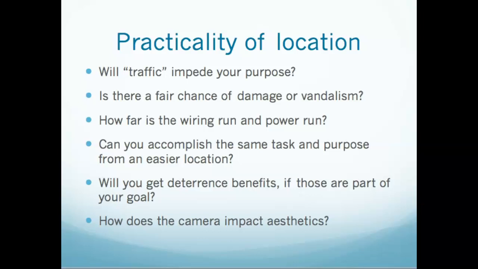And so if you put the camera in a place that may be optimal from a view, but it's not seen, you might lose that deterrence. And you need to make a judgment call as to whether you want it to be seen or not. That may determine the size of the camera that you use, the type of camera that you use, even the housing type, if nothing else. So think about the practicality of the location.